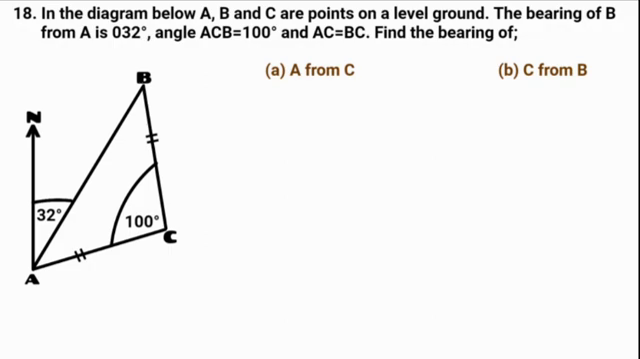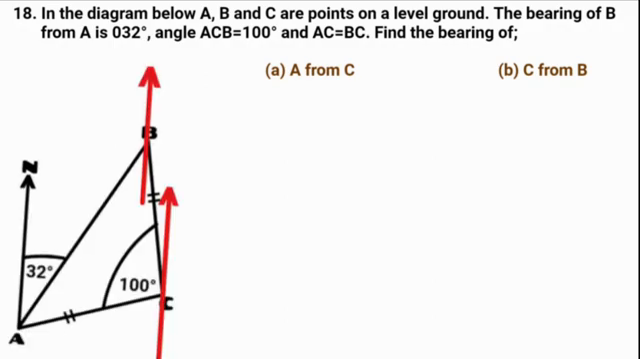So what I'm going to do here is expand the diagram. As you can see, we are supposed to draw a north line on C to help us find the bearing of A from C, as well as an imaginary north line on B to help us find the bearing of C from B. So I'm going to expand and draw the lines. Yes, like that. As you can see, I've drawn the lines.